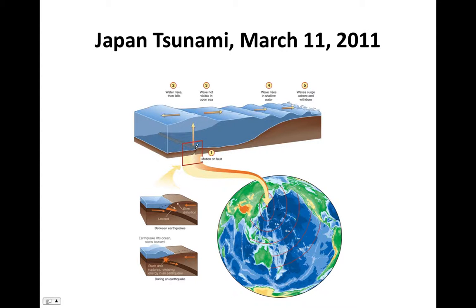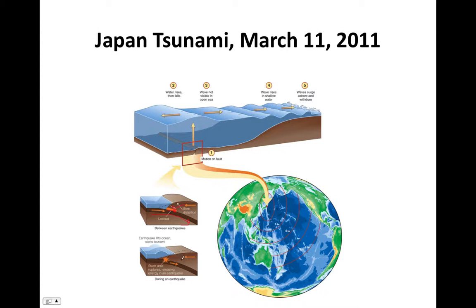Here's an example of how an earthquake generates tsunami. So this is an illustration of how the 2011 Japanese tsunami occurred. So you had a subduction zone in which the Pacific plate was subducting under the Eurasian plate. And the Eurasian plate was being flexed down by the subducting Pacific plate. And they were locked together by friction.